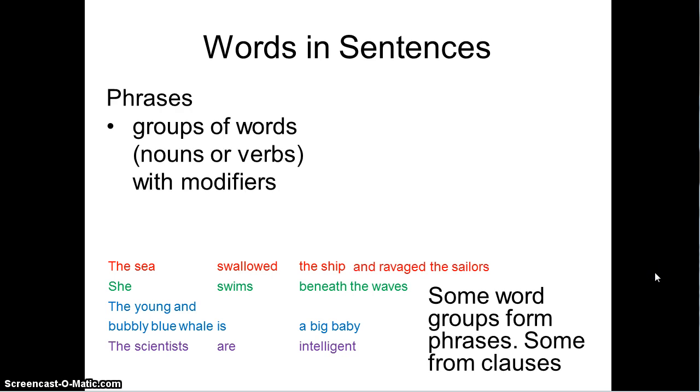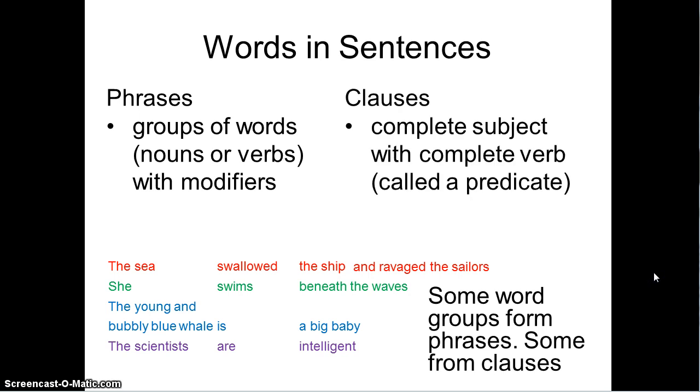Phrases are groups of nouns or verbs with their modifiers. The young bubbly blue whale is a group of adjectives, an article, a conjunction, and a noun. The verb phrase swallowed the ship and ravaged the sailors groups together verbs, nouns, articles, and a conjunction. Phrases on their own don't often make a lot of sense. Clauses, on the other hand, are word groups that we can identify that combine whole noun groups and whole verb groups together to form ideas in a way that is more complete. She swims beneath the waves. The sea swallowed the ship and ravaged the sailors.